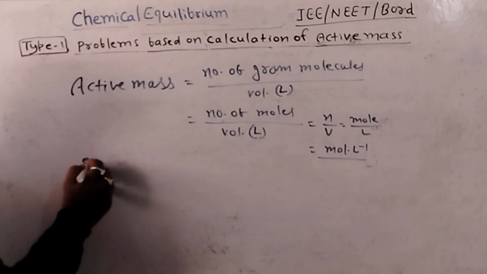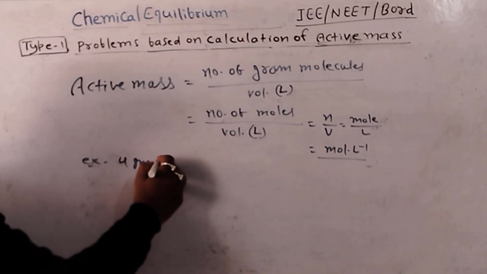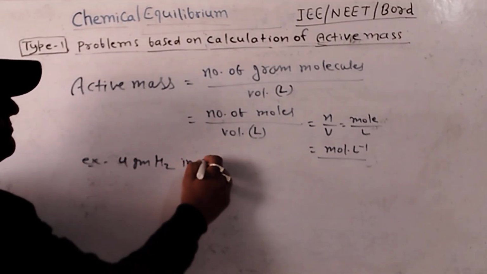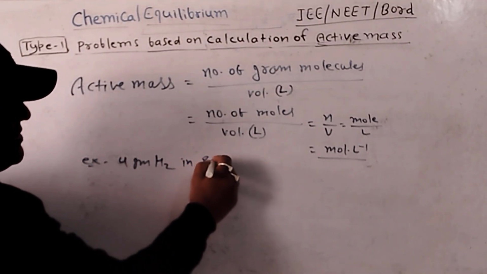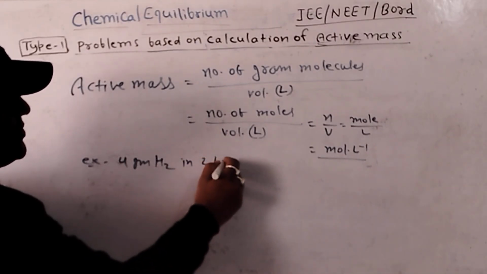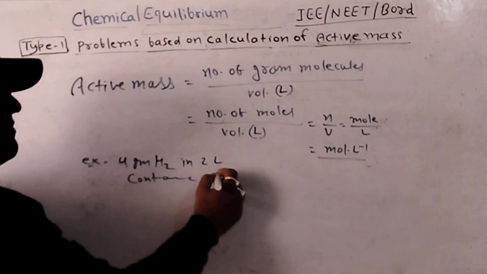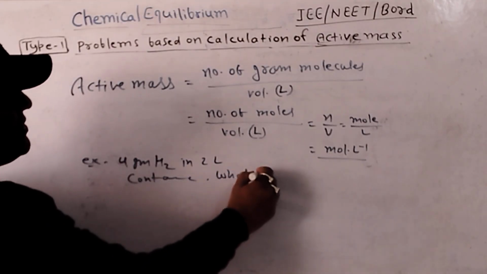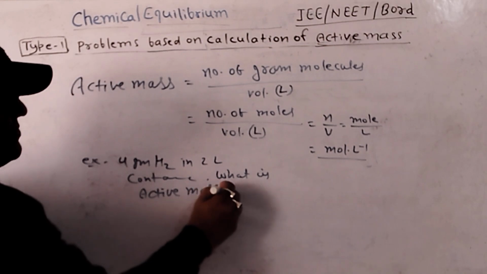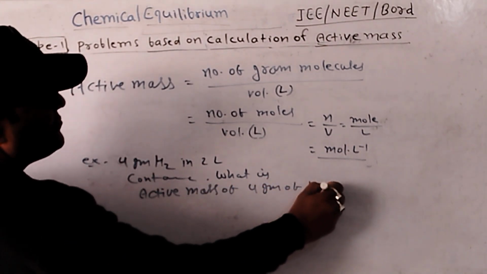As an example, 4 gram H2 in a 2 liter container. What is the active mass of 4 gram of H2?